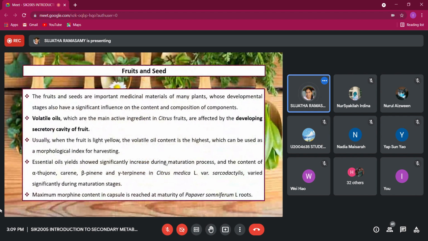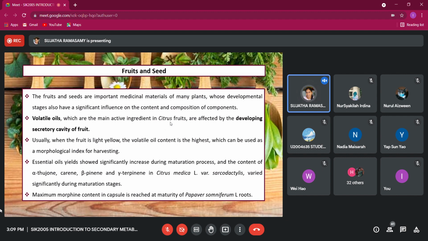Okay, let's look at fruits and seed. So fruit and seeds, we look at example like citrus fruit. Okay, kalau saya cakap citrus fruit means limau lah. The citrus is limau and the family is known as Rutaceae. If you take Rutaceae, all this katakan daun limau purut, daun limau nipis, you just take the leaf.